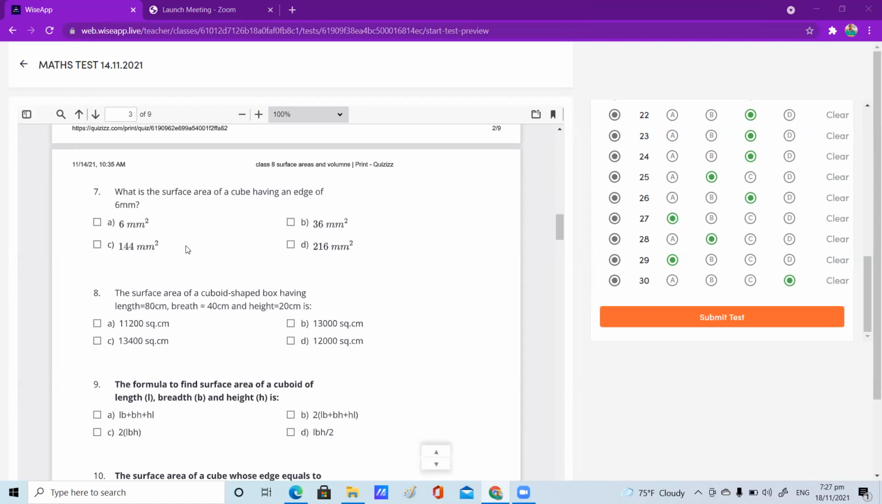Nitya, here the surface area of cube is given. They didn't mention anything, so you just go with the total surface area. It's the same, so surface area means you can take as 6a square, TSA, total surface area. 6 into 6 square, 36. 36 into 6, 216 mm square.